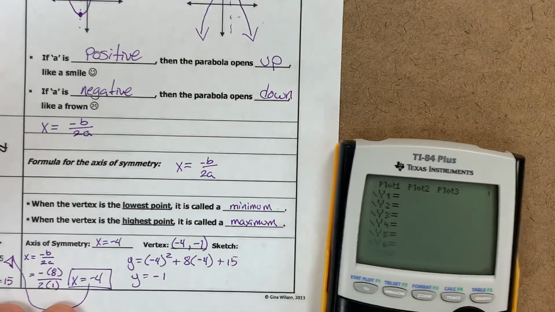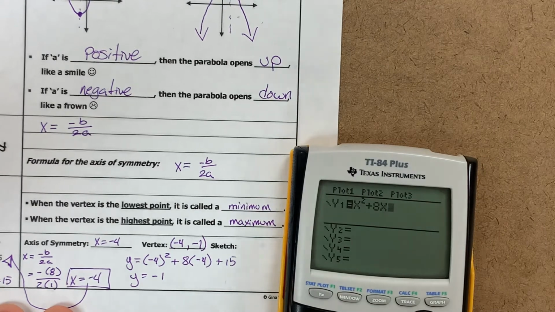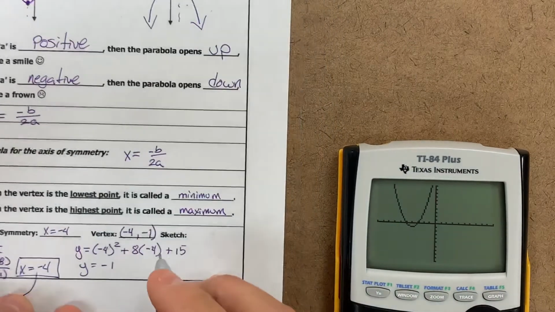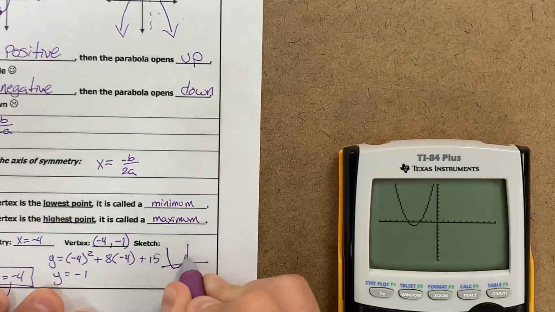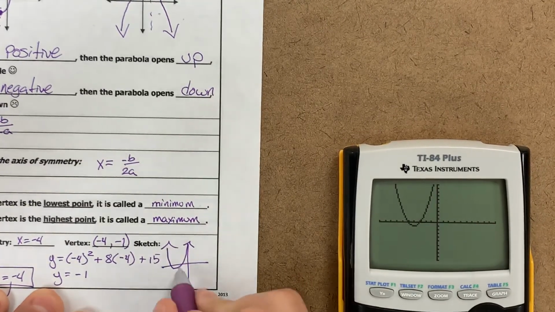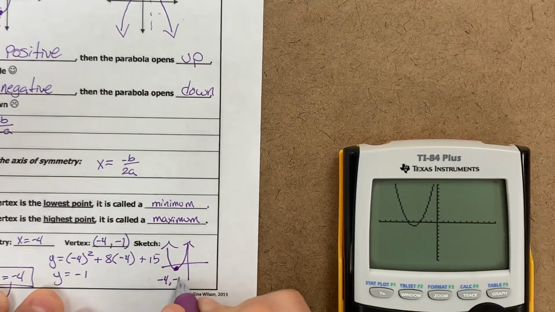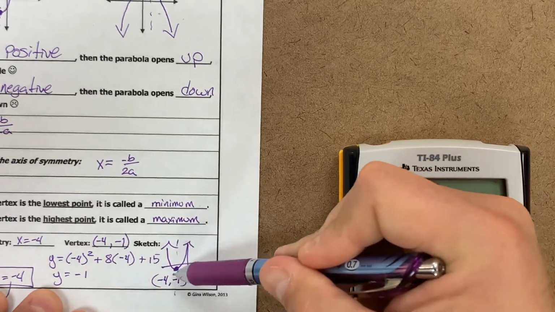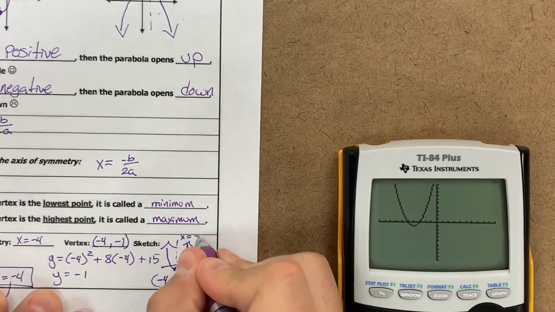So now let's sketch it. x squared plus 8x plus 15. Graph, and it looks like that. So here is what our graph is supposed to look like. And this point right here is our vertex, and that point right there is -4, -1. And our line of symmetry happens right there. And that one is x equals -4.